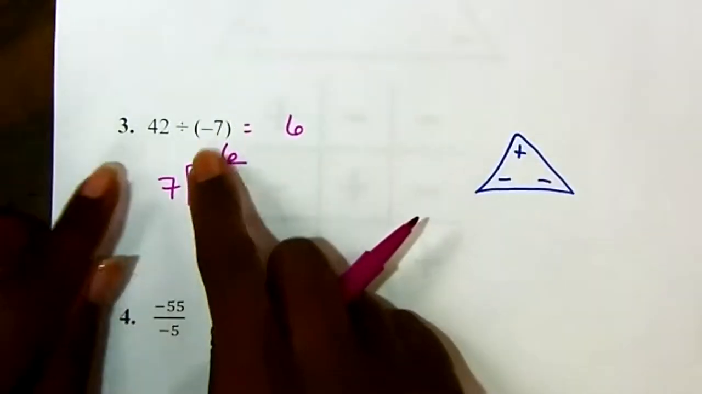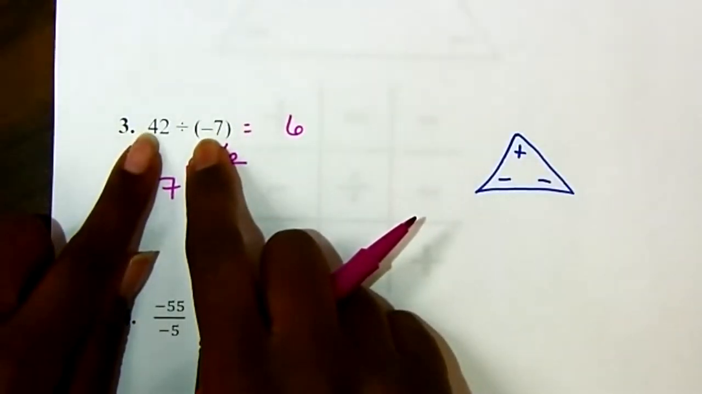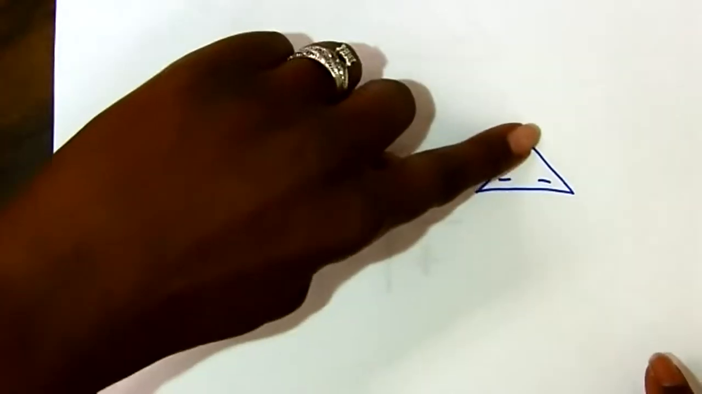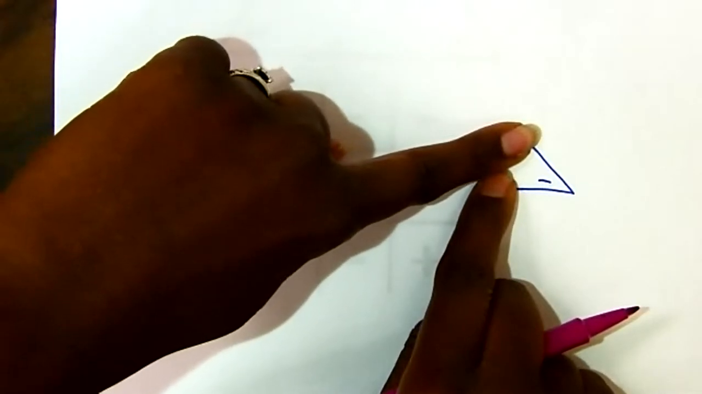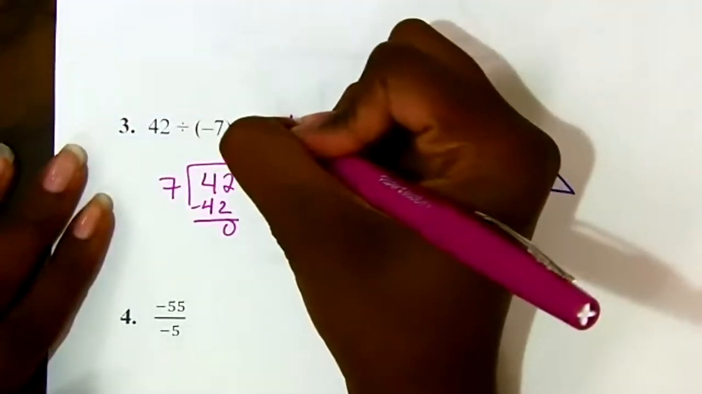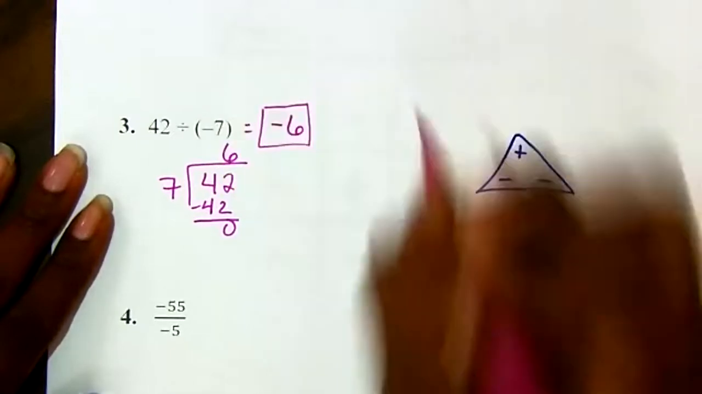Okay, now I'm going to go back and look at my signs. I had one positive and one negative. I have a negative symbol showing. So that means my answer should be negative.